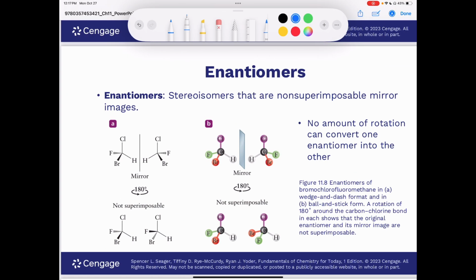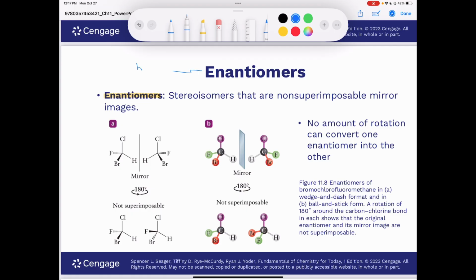All right, if you're the kind of student who prints out the slides, I want to point out to you that there is a mistake in this slide. These are the publisher slides, and I'll show you where it is. But we're going to talk about enantiomers on this slide. And enantiomers are stereoisomers that are non-superimposable mirror images, okay?